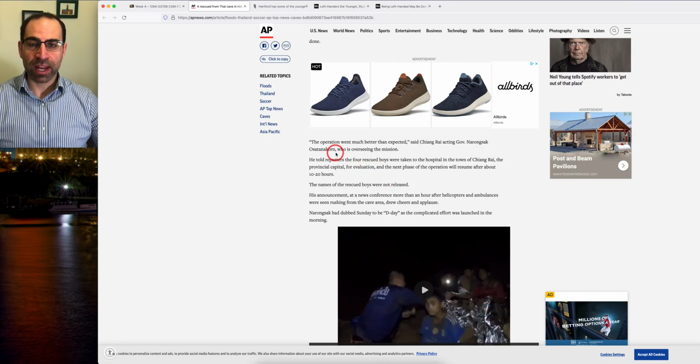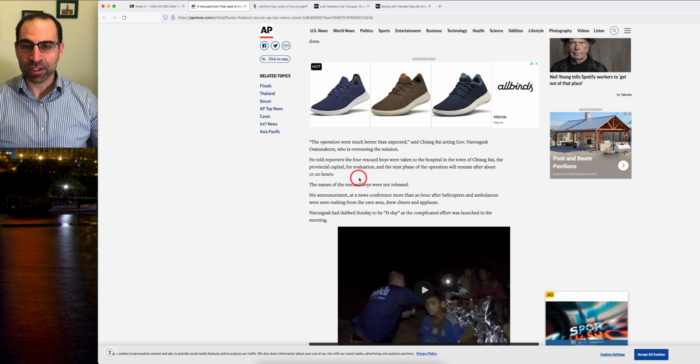Then, as far as structure, they get into a quote. "Good job here. The operation went much better than expected." They get right into a quote, so now you're getting a little bit of that spice of that story. And then I won't read all this, but you're going to start to see here, now all the details come.